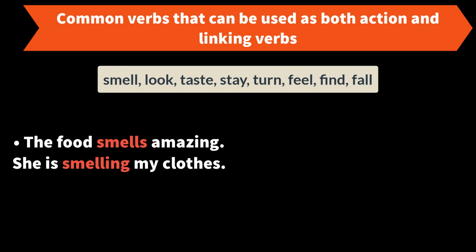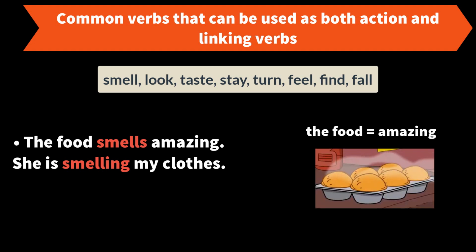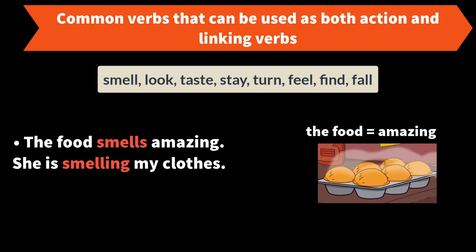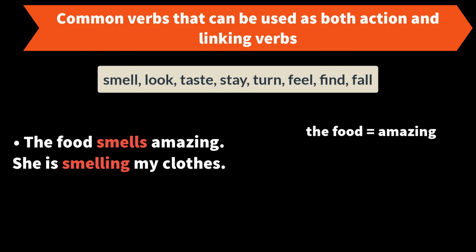The food smells amazing. So "smells" here is the linking verb that's linking the subject, the food, to its complement "amazing." How is the food? Amazing. So "smells" is working as a linking verb. It basically means "is." The food is delicious. The food is amazing. The food is tasty, right?